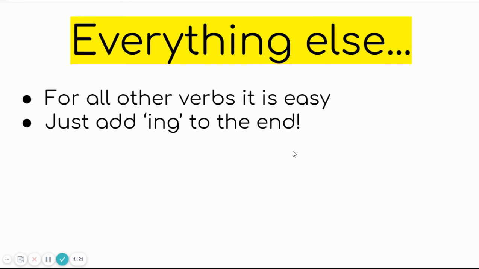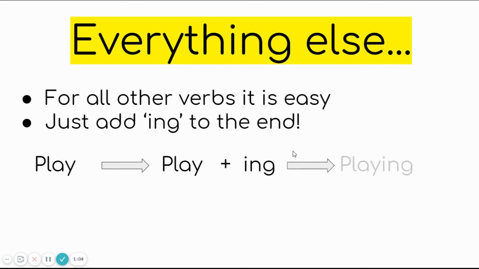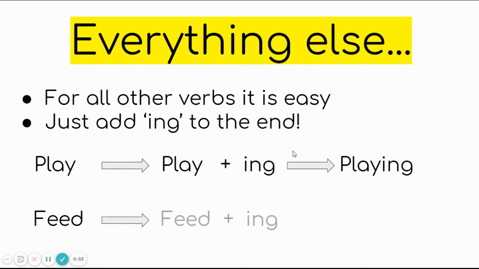Everything else is really easy. You just add ing to the end. So for example, play is not a special verb, and it does not end in E. So all you do is add ing. So it becomes playing. One more example, feed. It does not end with E. It's not one of the special verbs we looked at. So feed becomes feeding.